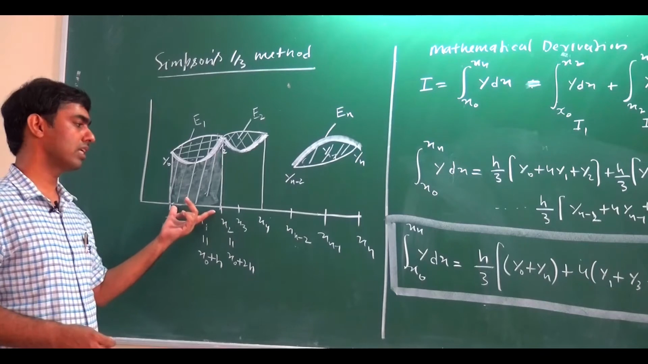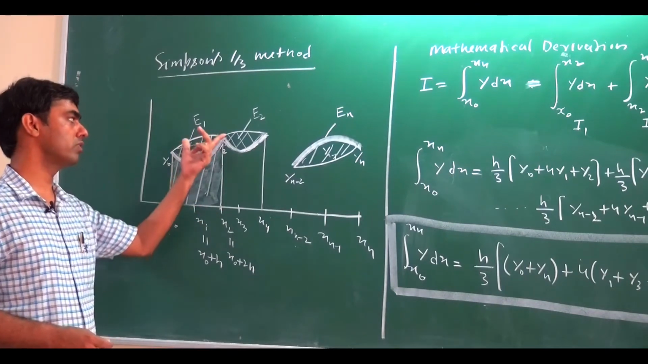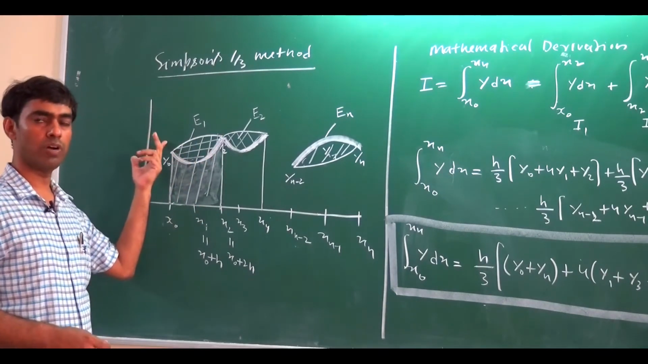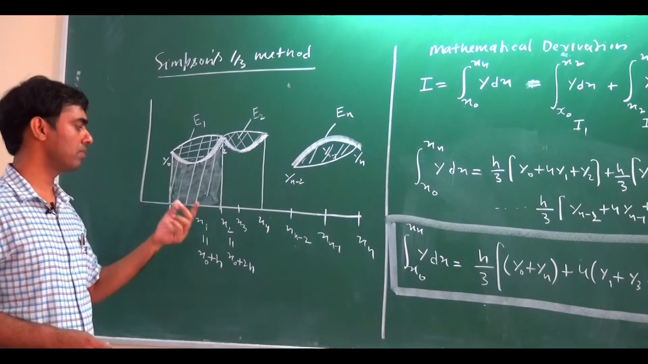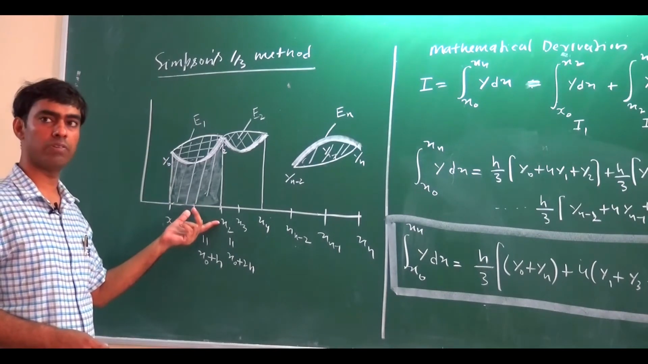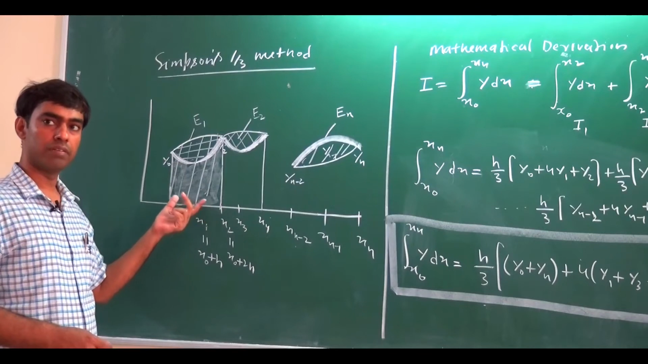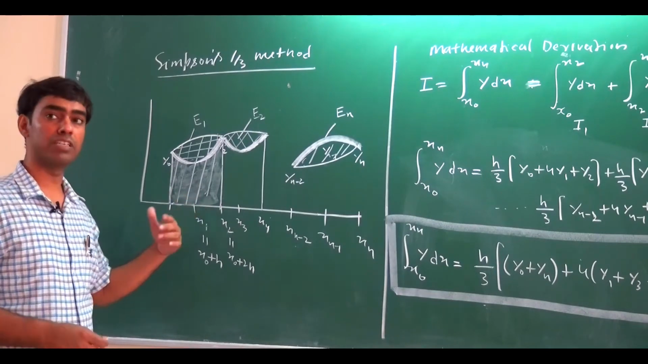Otherwise, if this one is not a multiple of 2, then you are unable to fit a polynomial of degree 2. So always, when you solve a numerical problem, always choose the value of n in multiples of 2.